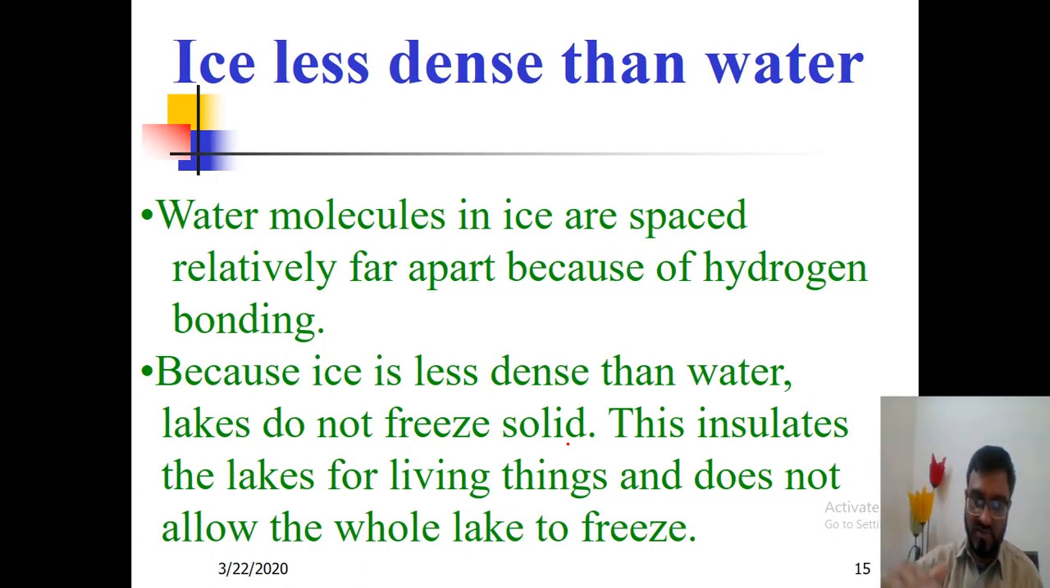So the ice is spread on the upper side, and the water below remains liquid, which is much denser compared to the ice. So living things, plants, animals, fishes, remain alive in the liquid water during the winter seasons.